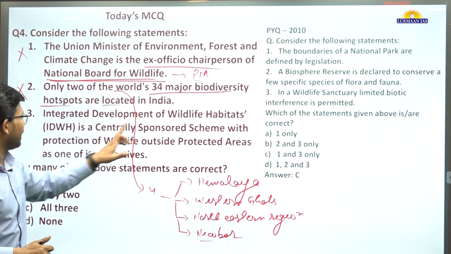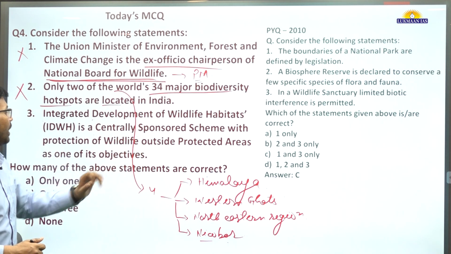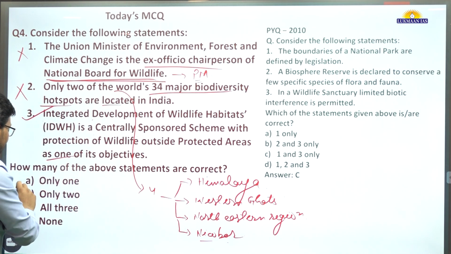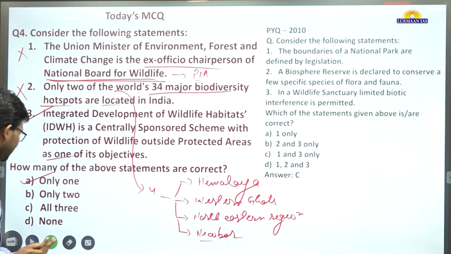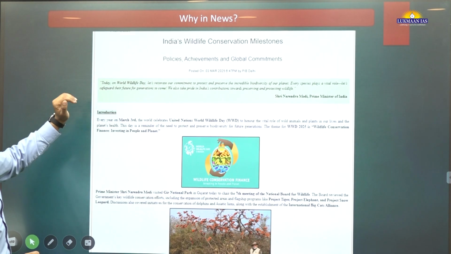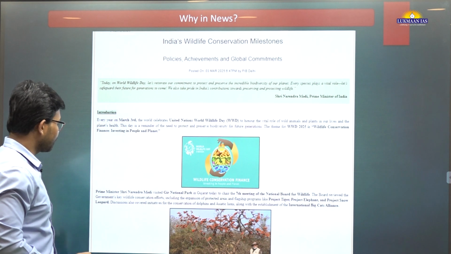Integrated development of wildlife habitats is a centrally sponsored scheme with protection of wildlife outside protected areas as one of its objectives. This statement is right. The correct answer is option A, only 1. So this is about India's wildlife conservation milestone. Recently this was featured in the newspaper.